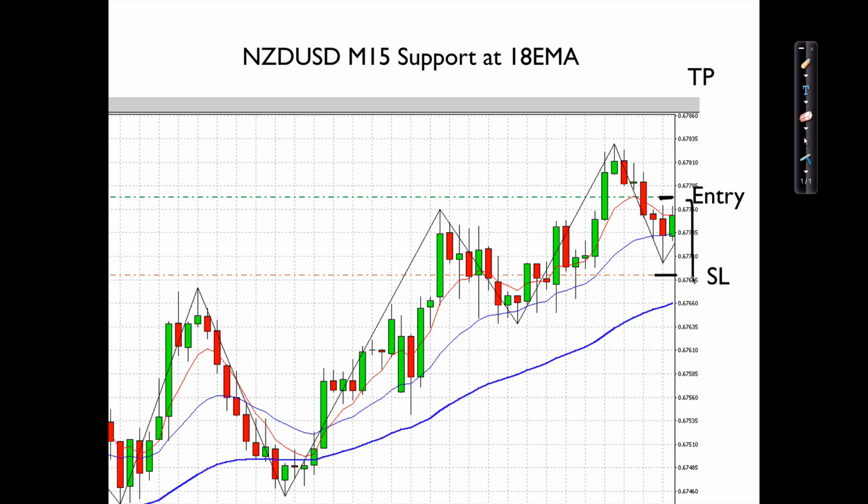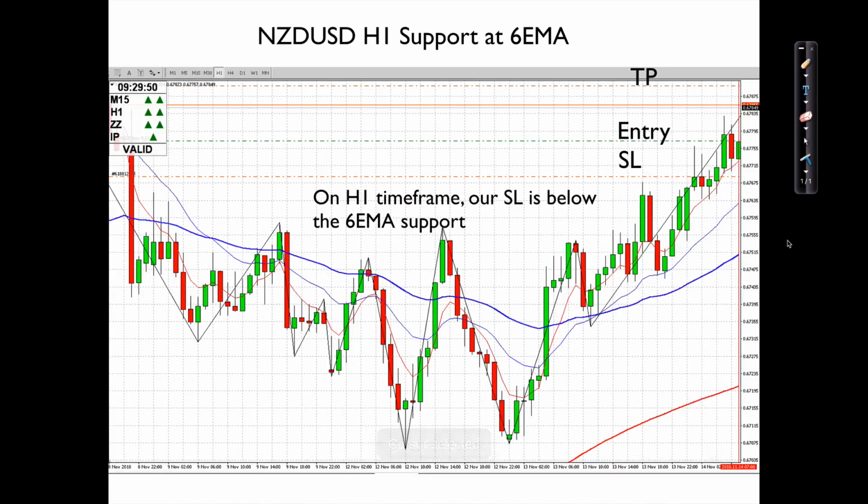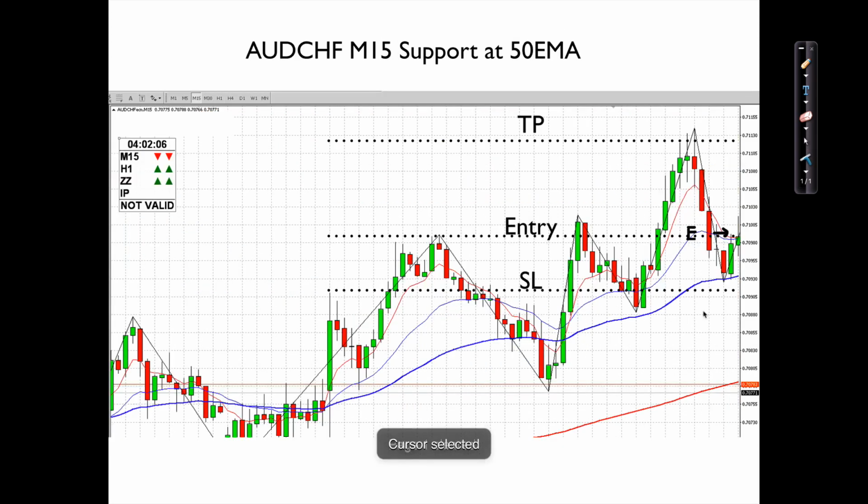So again, on M15, my stop loss is below this support, this 18 support. I now have to check on H1, is it also below a support? Yes, it is. All right, so you can see on the H1 time frame, my stop loss, which is the red line, is below the support, because notice that this red line over here, and let me draw that red line, this is acting as a support on H1. So my stop loss is below that. So again, a high probability trade.